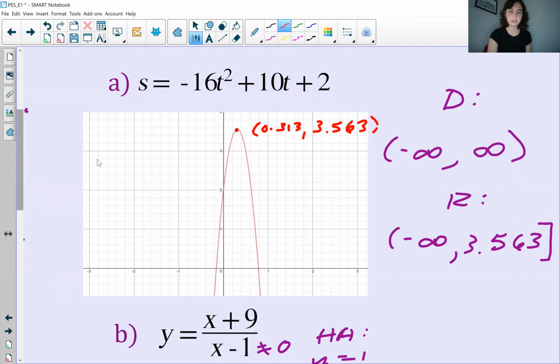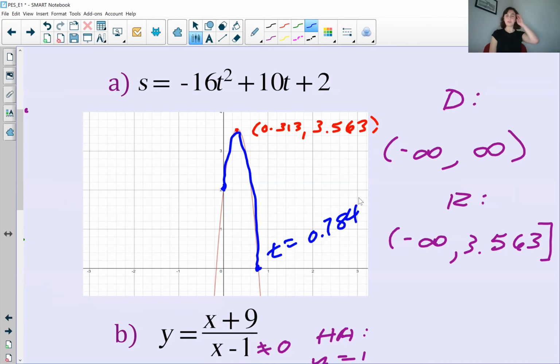So it's this downward parabola, and we have to think about how this looks now. We started at this t equals 0, initial height of 2. We went all the way up, back down, but then we stopped. We stopped at t equals, I think it was 0.784. We stopped there. So this is what our function looks like now. And we can see that our range, we have a minimum height of 0, but we still have that maximum height of 3.563.